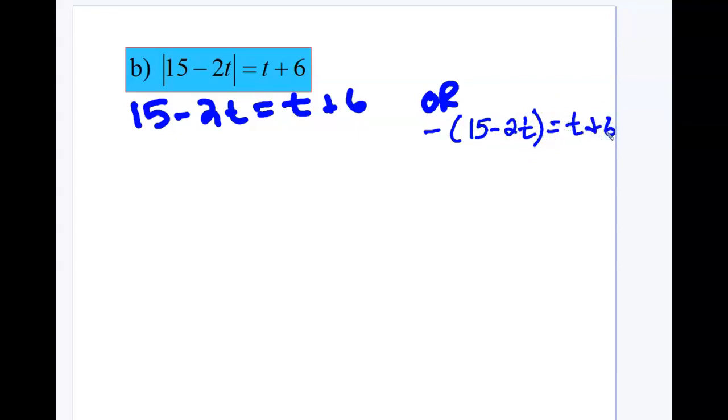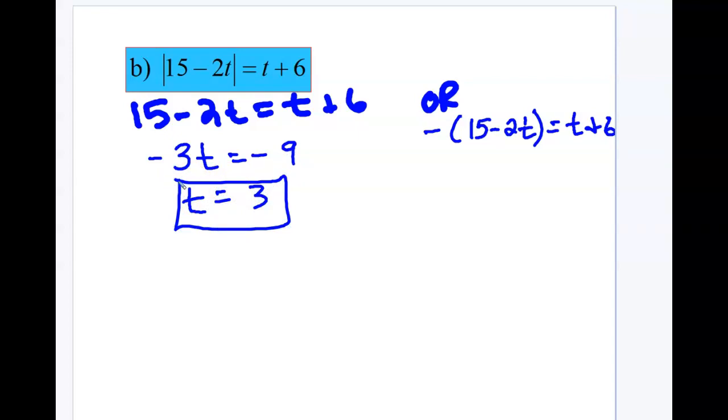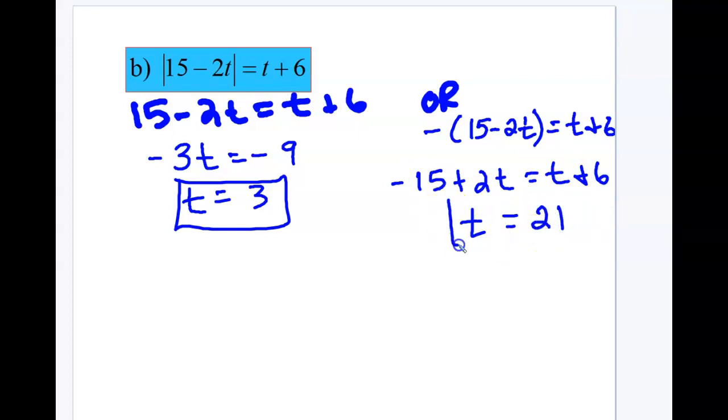So in this first equation, I'm going to subtract the t over to get negative 3t, and I'm going to subtract the 15 over to get negative 9. Divide by negative 3, t is going to equal 3. And in this second equation, when I distribute the negative sign, I get the following, and if I add 15 over to the other side, t equals 21. And again, I must verify both of these.